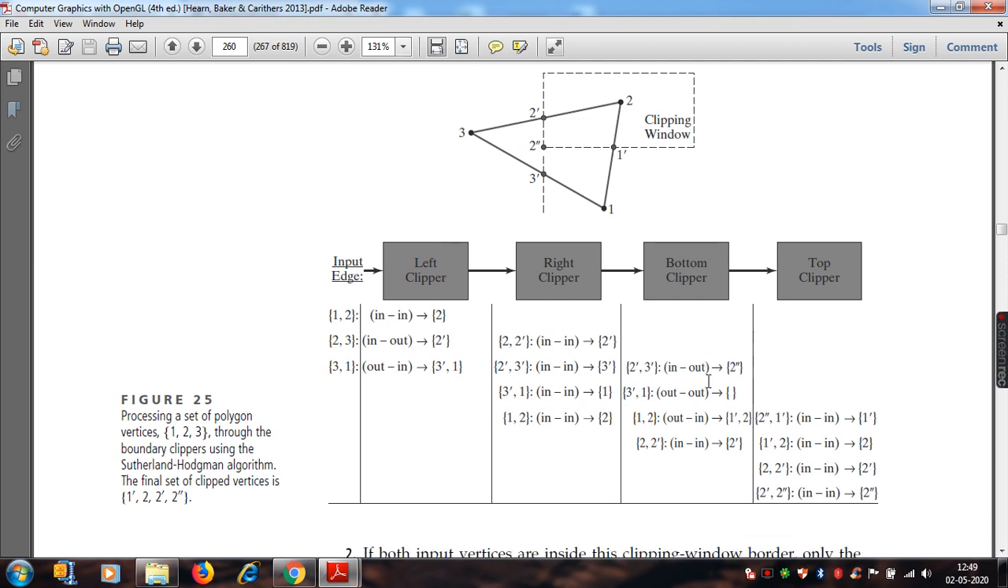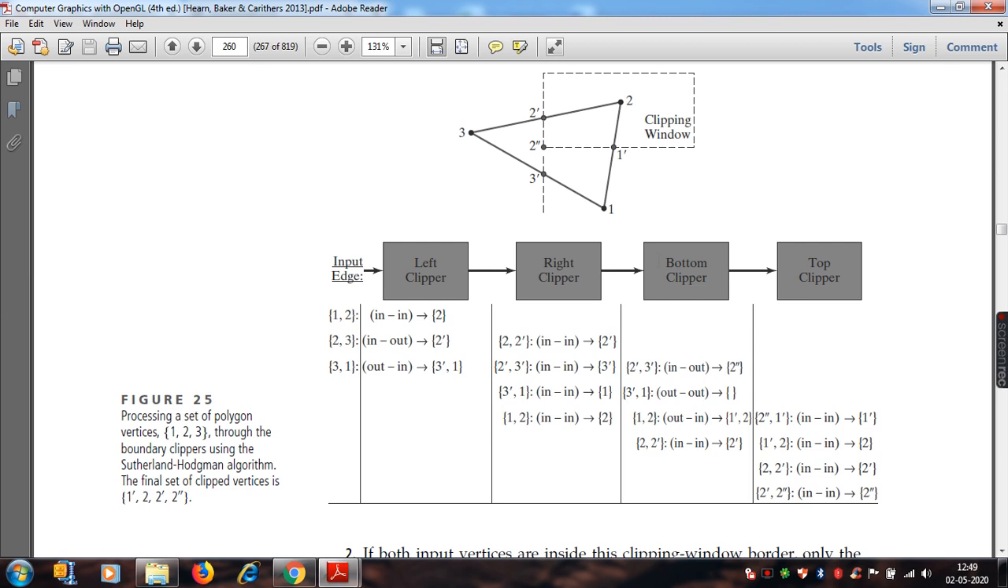You take the first stage, that is 2 double dash and 1 dash. With respect to top, both are inside. So the second vertex is sent to the next stage. Next is 1 dash, 2. This is the next line segment we are taking. Both are inside. So the second end point is sent to the vertex list.